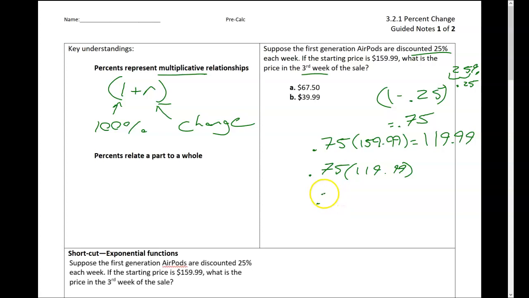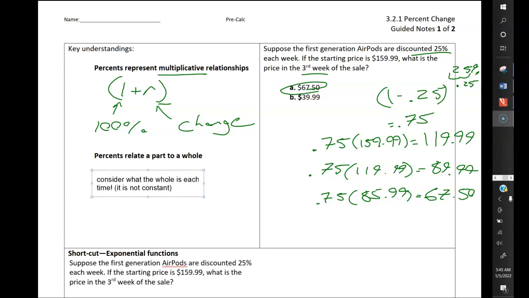And then to get the third week, I'm going to do 0.75 times whatever I get. So we'll do that math real quick. And what I get, and I have to round up a little bit, is 67.50. So I round to the nearest cent there, right? So notice the whole changes each time. So make sure you consider what the whole is every time you do a percentages problem.